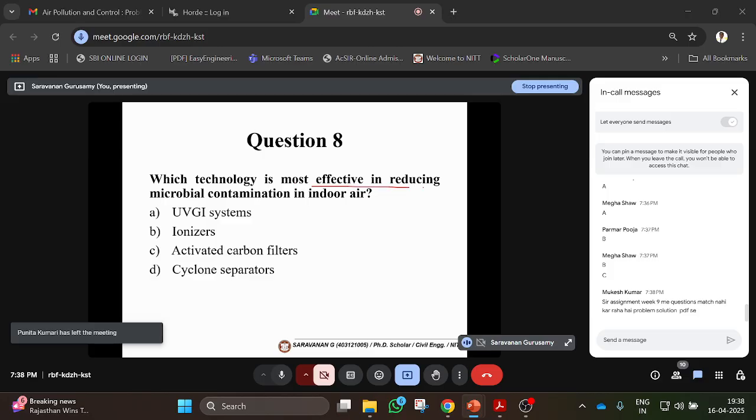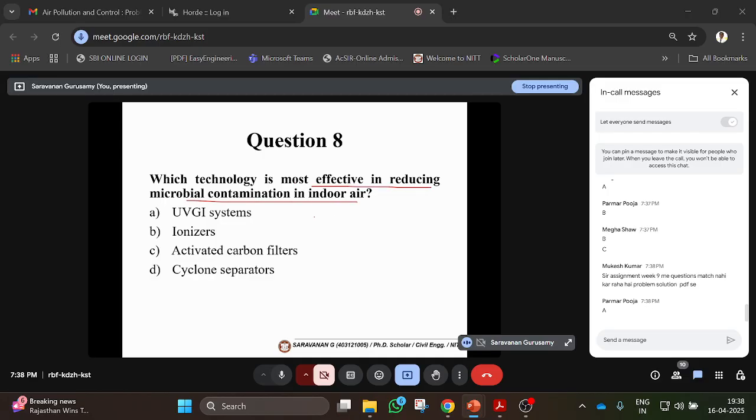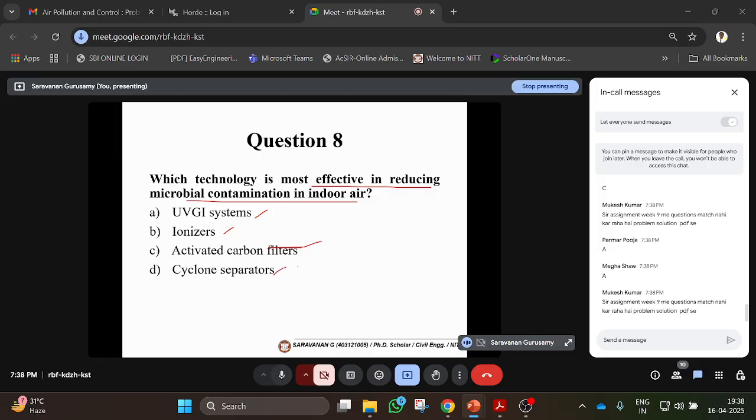Which technology is most effective in reducing microbial contamination in the indoor air? Microbial contamination can be removed with the UVGI system, ionizer, activated carbon filters, cyclone separators.